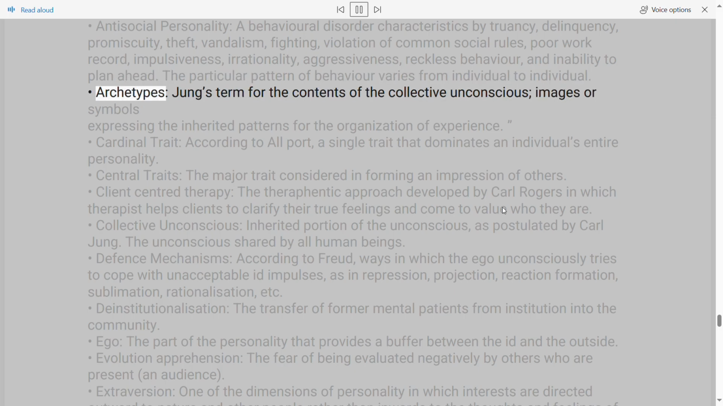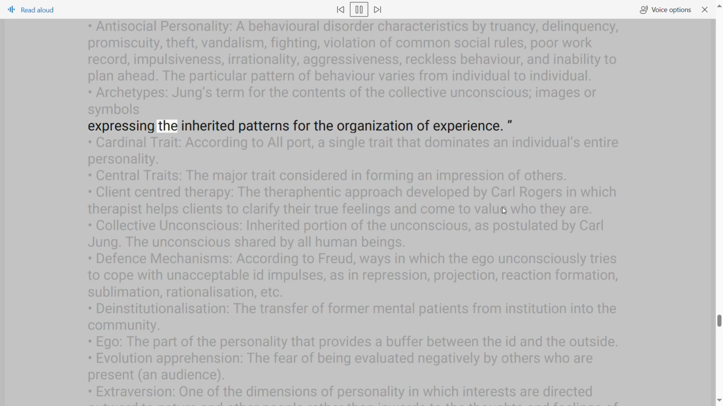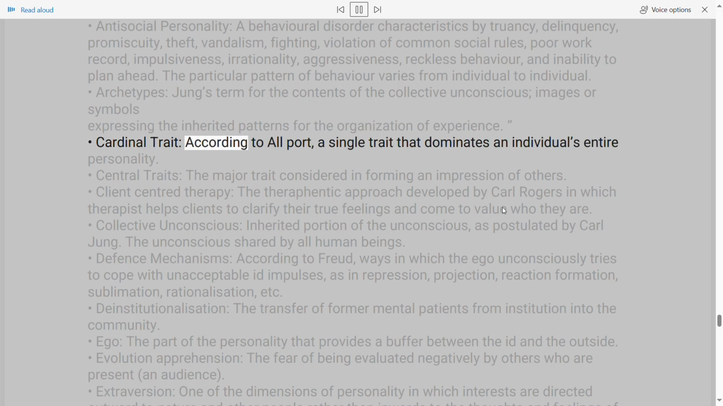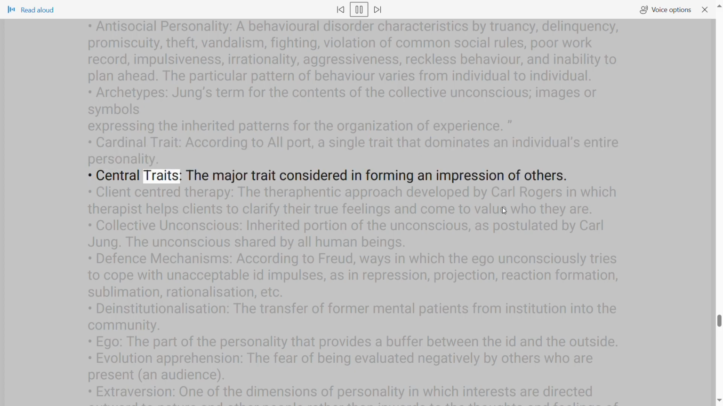Archetypes, Jung's term for the contents of the collective unconscious, images or symbols expressing the inherited patterns for the organization of experience. Cardinal trait, according to Allport, a single trait that dominates an individual's entire personality. Central traits, the major traits considered in forming an impression of others.